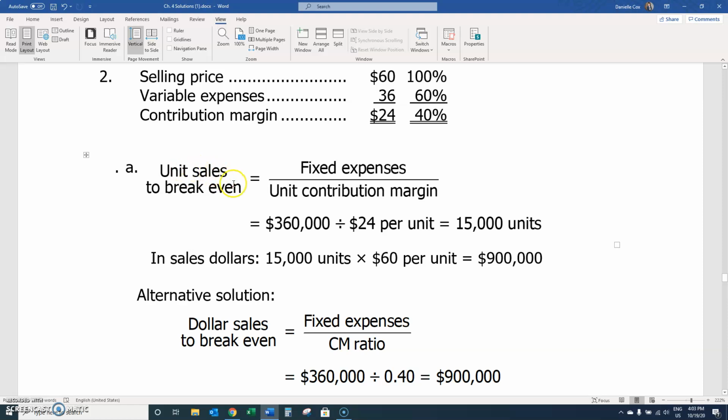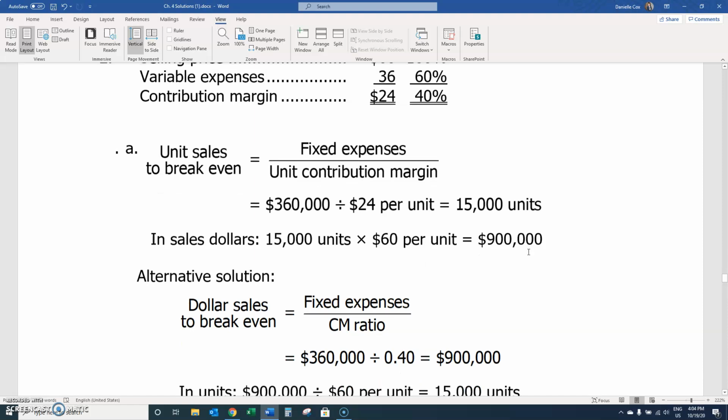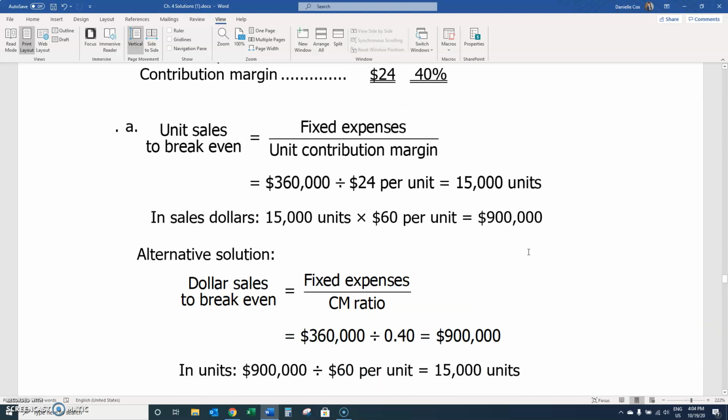Unit sales break even. So the number of unit sales needed to break even is fixed expenses divided by unit contribution margin. Fixed expenses were given at $360,000 divided by the unit contribution margin of 24, so they need to sell 15,000 units. Then in dollars, we know it's 15,000 units, and we know they sell them at $60 per unit, which means their sales need to be 900,000.